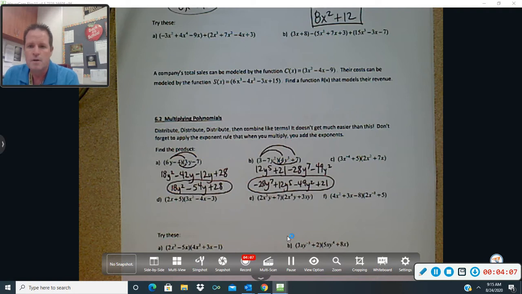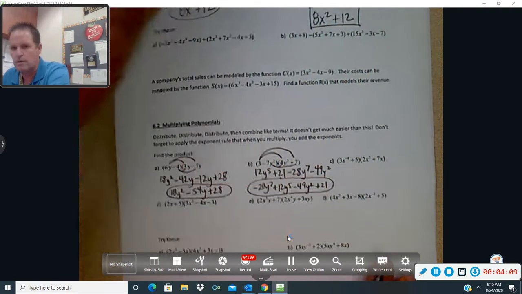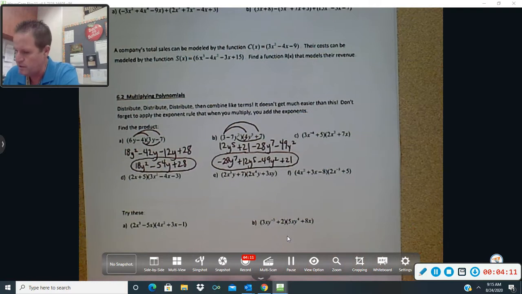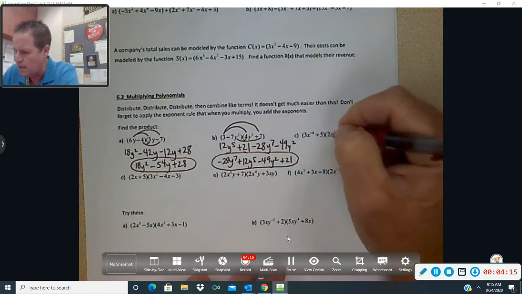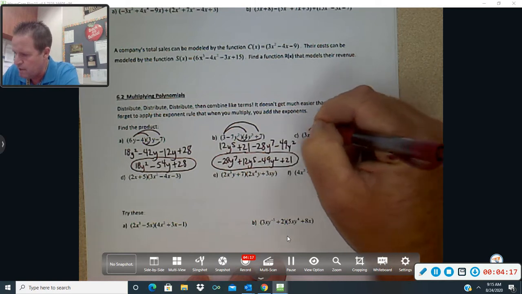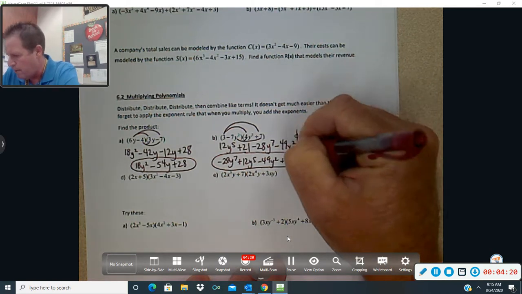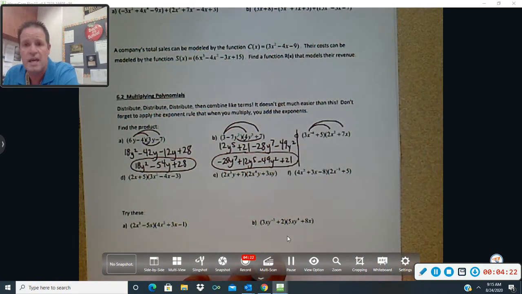All right, we'll work on these in class a little bit, but let's keep going. Let's try to fill in these notes here that I'm trying to give you. So letter C here, we want to again double distribute carefully. We want to be careful with our positive and negative exponents because we can't have a negative exponent in the answer. So let's see what we get here.